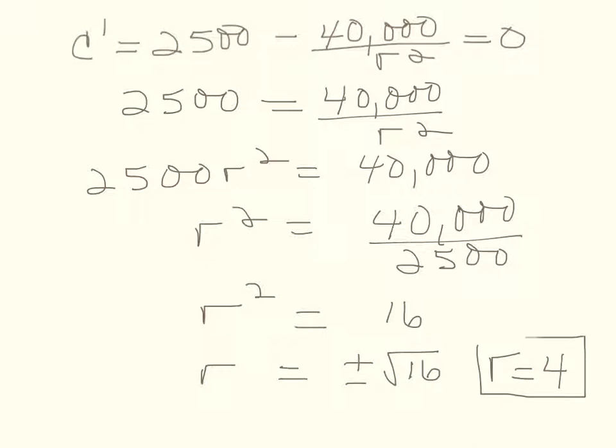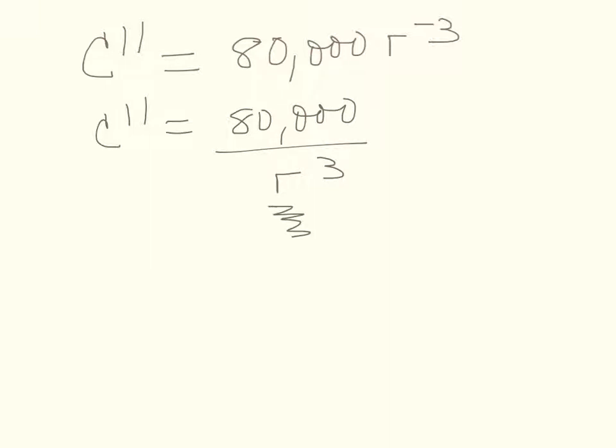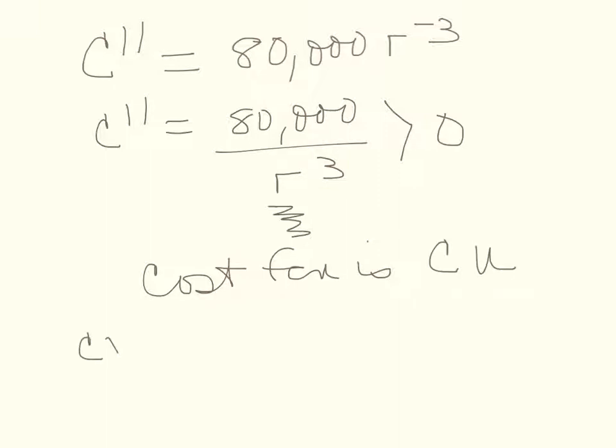That's the number of runs that hopefully minimize my costs, but I am not done because I have to make sure that I have indeed found the minimum. So on the next page, we'll take the second derivative. Taking the second derivative, I get C prime prime equals 80,000 times r to the -3. So I can write it this way. It was 80,000 over r cubed. And when I put a positive number in for r, which 4 is a positive number, this will always be greater than 0. And so therefore, my cost function is concave up, and the critical value of r equals 4 yields the minimum cost.